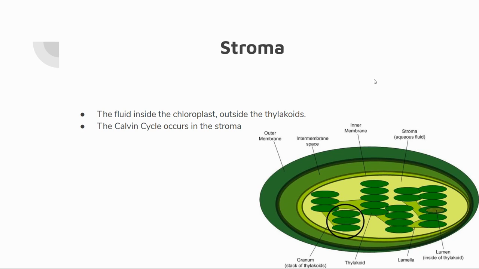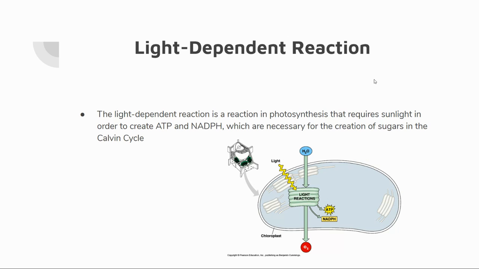So the stroma is a fluid inside the chloroplast and outside the thylakoid. So the Calvin cycle occurs in the stroma. Light-dependent reaction.